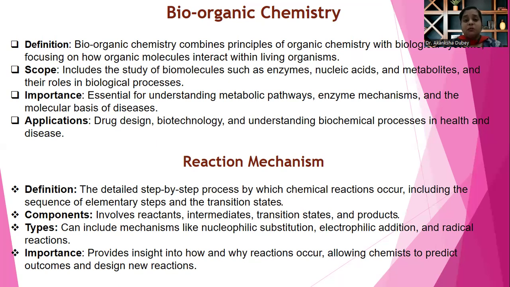Reaction mechanism, on the other hand, is the step-by-step process by which any chemical reaction occurs, including a sequence of elementary steps or transition states also. Now, this reaction mechanism involves reactants, intermediates, transition states, and the products. Types, if you talk of, include mechanisms like nucleophilic substitution, electrophilic addition, nucleophilic addition, or radical reactions. Again, the importance of reaction mechanism is that it can provide you an insight into how and why the reaction occurs.